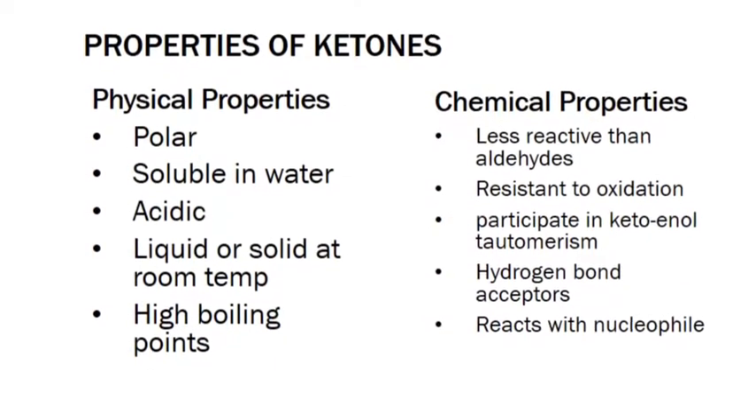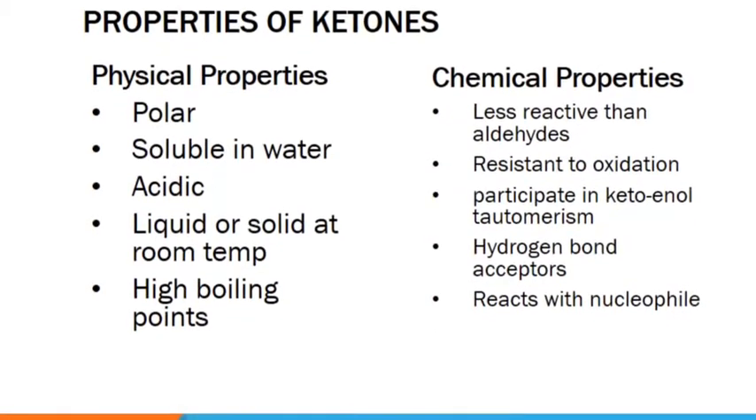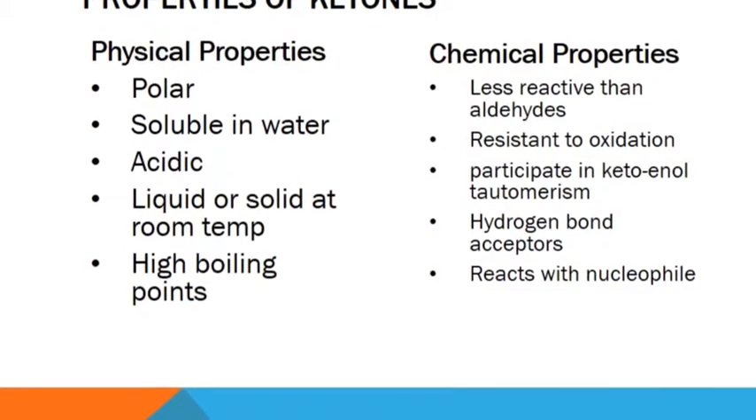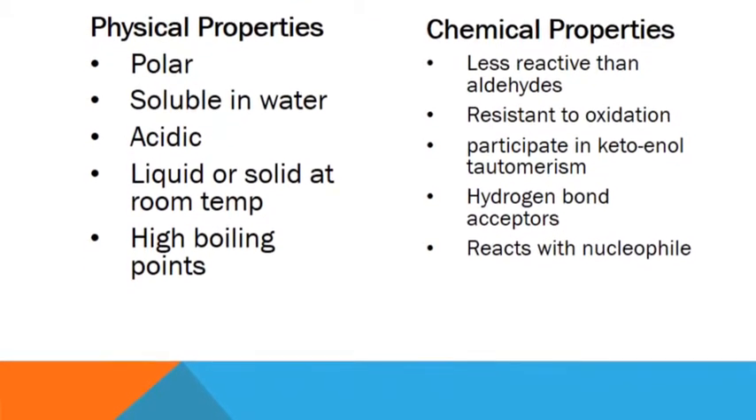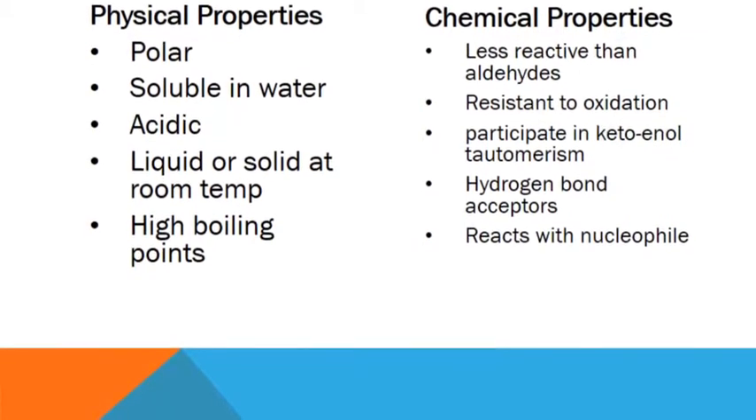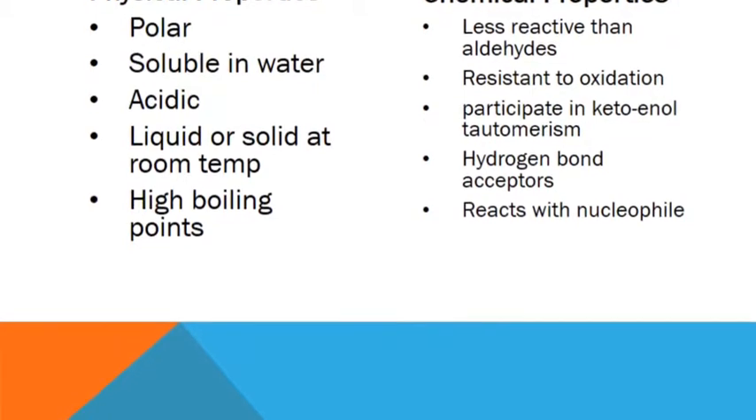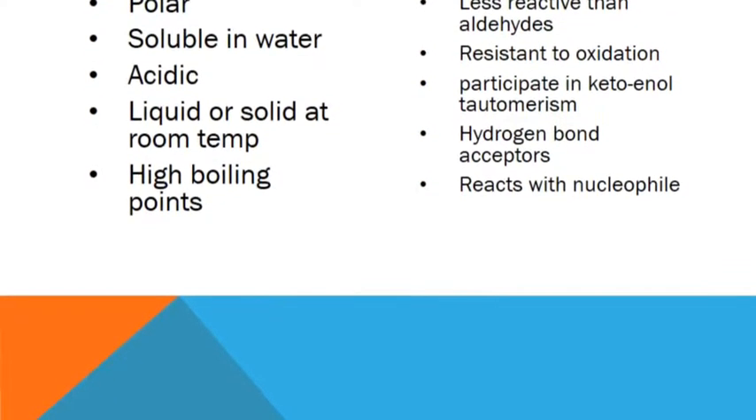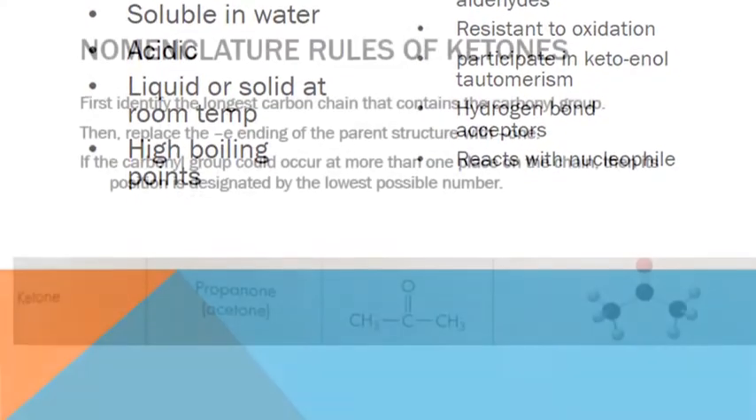These are some properties of ketones. Some physical properties are that ketones are polar, they are soluble in water, they are acidic, they are usually liquid or solid at room temperature, and they have high boiling points. Some chemical properties are they are less reactive than aldehydes, resistant to oxidation, they participate in keto-enol tautomerism, they are hydrogen bond acceptors, and they react well with nucleophiles.